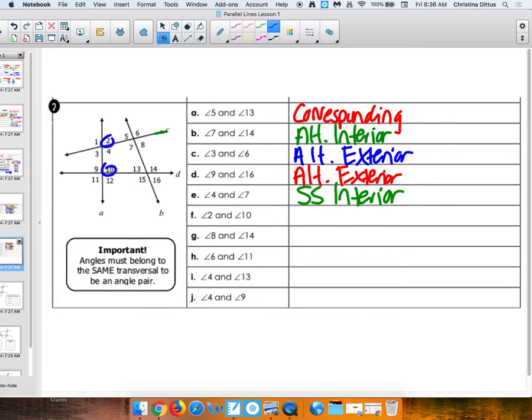Two and 10 use this line A, C, and D, so cover up B. Are they both on the inside or outside? No. I have 2 on the outside, 10 on the inside. Are they on the same side of the transversal? Yes. So what do we call them? Corresponding, good.